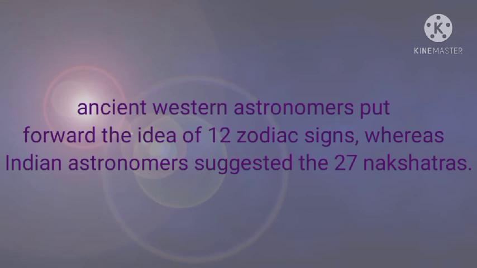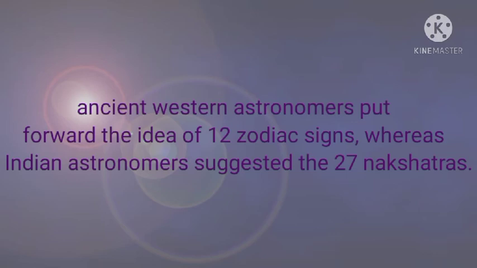In ancient times, Western astronomers put forward the idea of 12 zodiac signs. We know the 12 zodiac signs, you can also call them Rashi, whereas Indian astronomers suggested 27 nakshatras. We also know about the nakshatras.